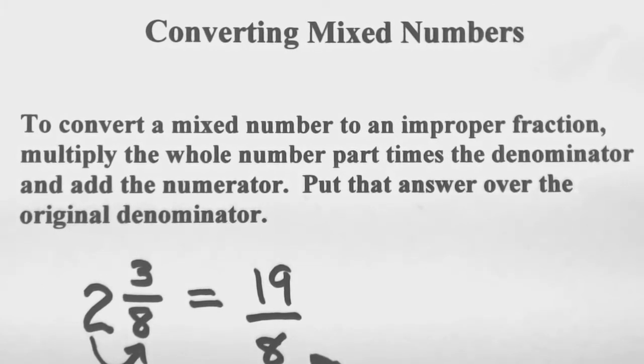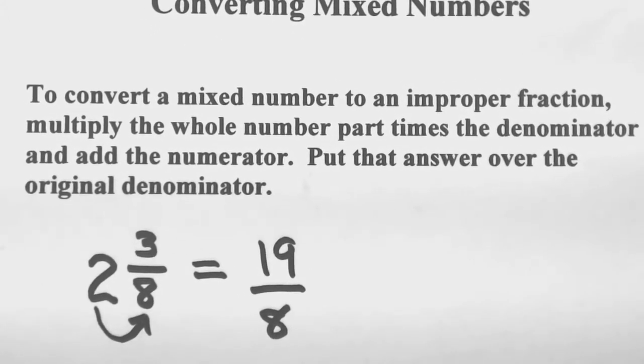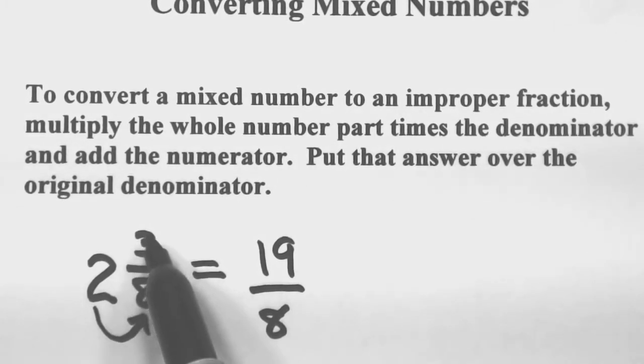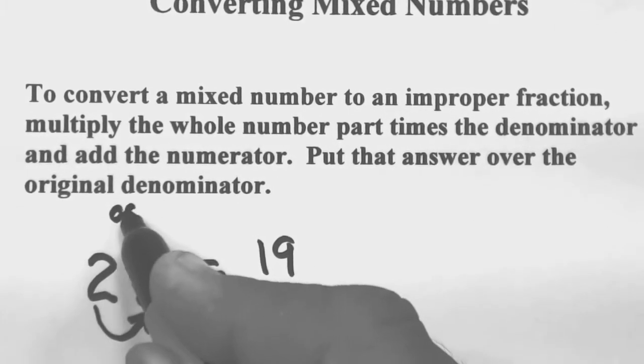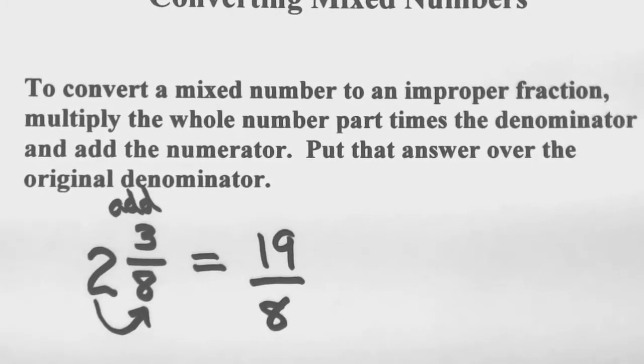Okay, let's go over this idea again. Simply do the following. Take the whole number part in front times the denominator. 2 times 8 is 16, and then add in what's on top up here, the 3, and I get a total of 19. Put it over the same denominator. Okay, well now, that gives us an improper fraction.